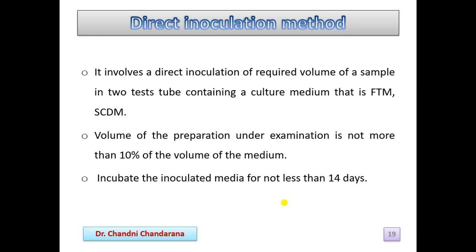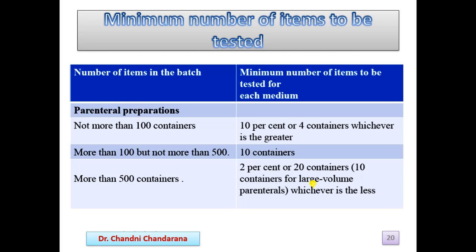Now, the next is the direct inoculation method. This test involves direct inoculation of the required volume of a sample in two test tubes containing a culture medium, the same FTM and SCDM. The volume of the preparation under examination is not more than 10% of the volume of the medium, and we incubate the inoculated media for not less than 14 days. After that, we have to check it.